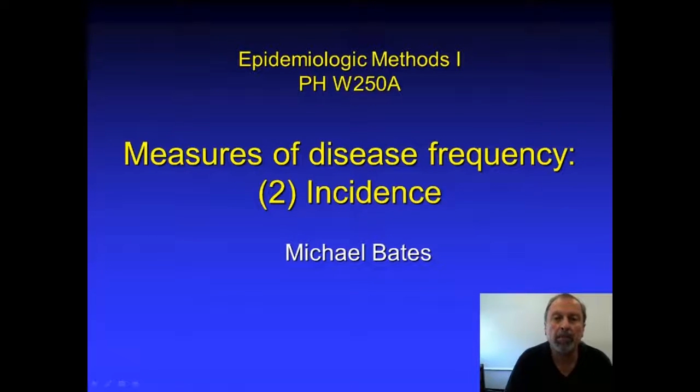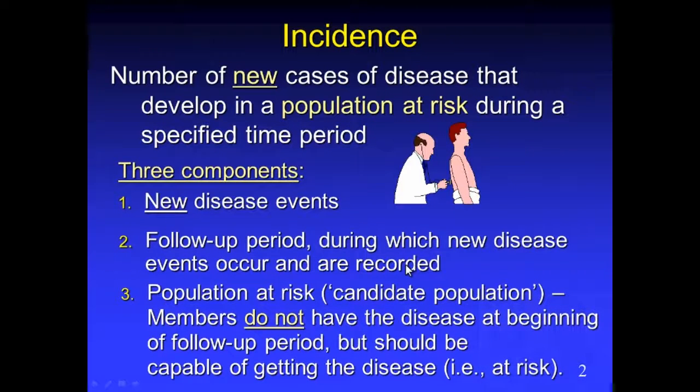So my last talk was about prevalence as a measure of disease frequency or disease occurrence, and I ended that talk outlining the limitations of prevalence, which is really why we need incidence when we can measure it, because it's a much more informative measure. So incidence can be defined as the number of new cases of disease that develop in a population at risk during a specified time period.